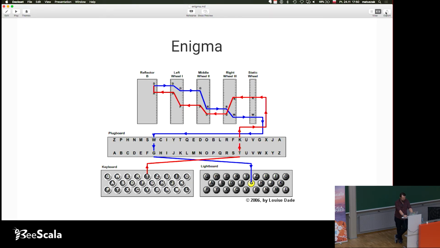To make it even more complicated, they added something like a plugboard, which allowed swapping letters. So once you hit T on the keyboard, the T was changed to K. And then it went through the 3 rotors, the reflector, back through the plugboard, and there are lights which display the letters.